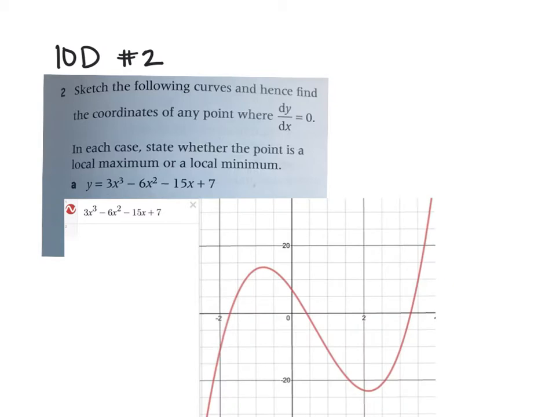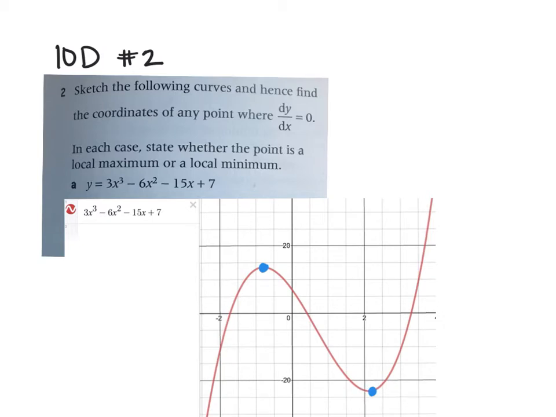Here's the first one: 3x cubed minus 6x squared plus 15x. You can see it. It's right there. This is what it looks like, and it says, hence, find the coordinates of where the derivative would be equal to 0. You're just looking for a maximum or a minimum. And if you want the actual coordinates, you can ask Desmos to tell you what the max and the min are there.